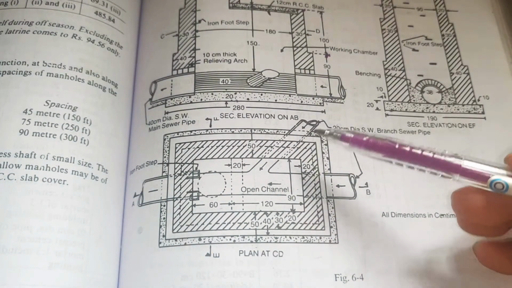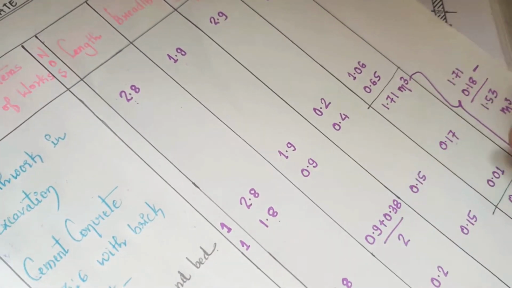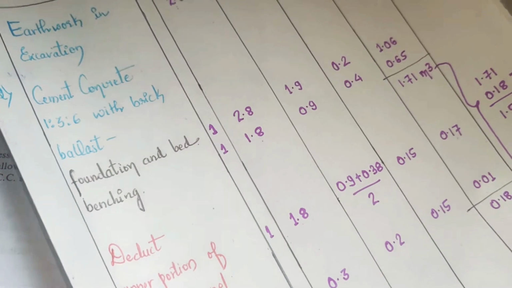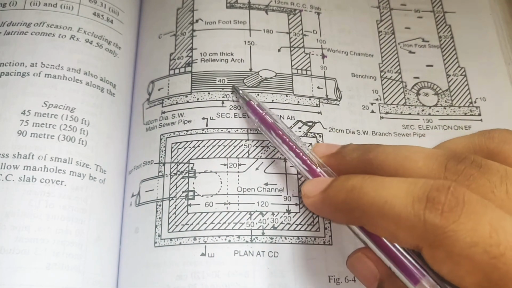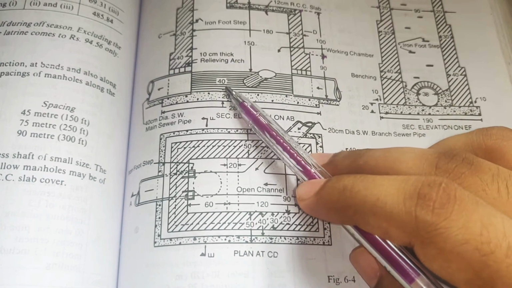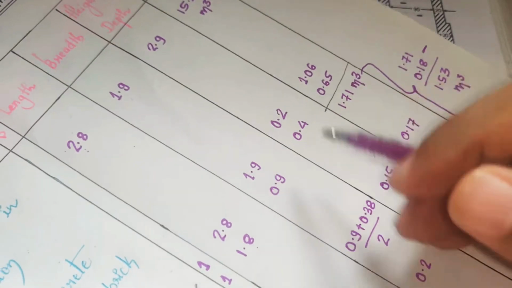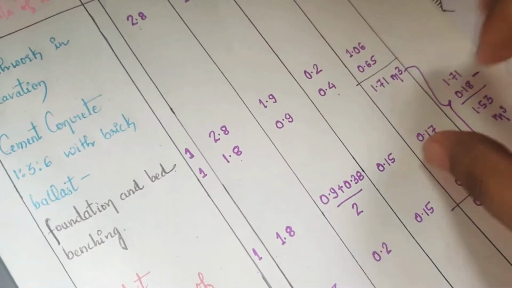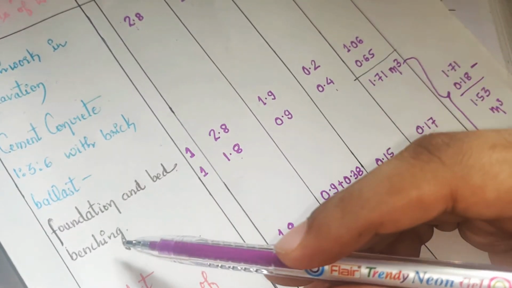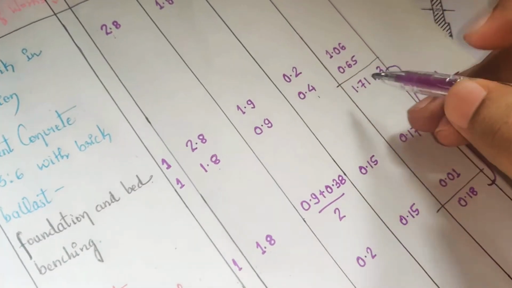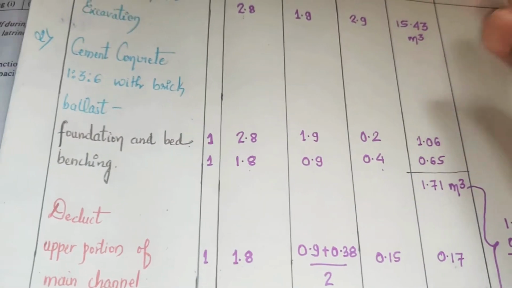What is the width of benching? It is 90 centimeters, so I'll write this as 0.9. Then what is the height? The height is nothing but the out to out diameter of the pipe, which is 40 centimeter, given here, or I'll write it as 0.4. So you get the cement concrete required for foundation and bed and benching. Find out the total quantity, and the total quantity works out to be 1.7 meter cube.